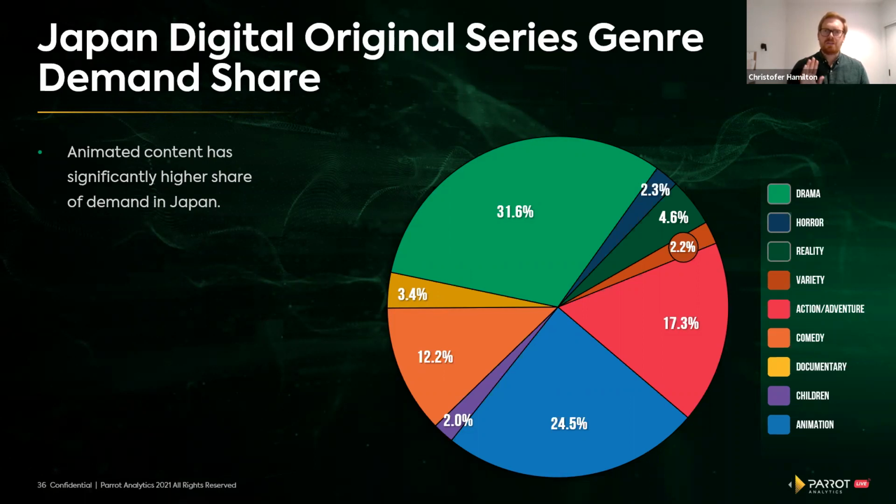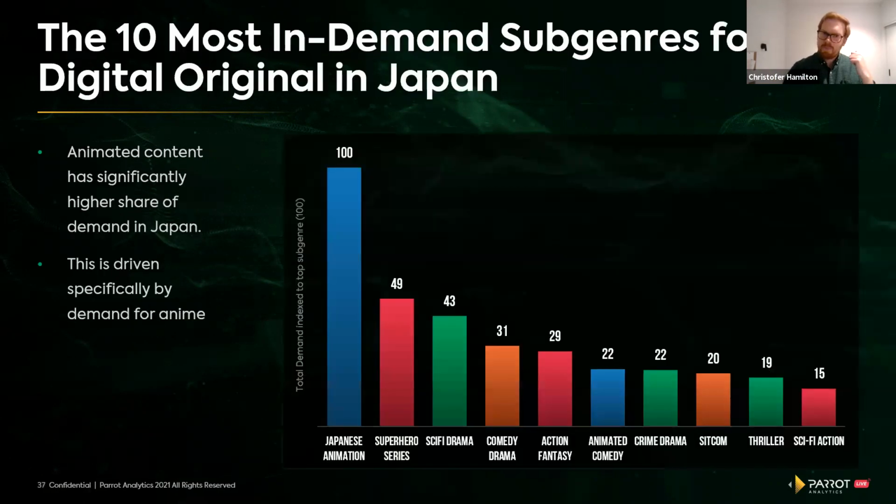And when you compare it to animated content's share of demand globally, that's 6%. So it's much larger than that. And what's driving that? This is probably not necessarily a surprise, but it's really high demand for anime. We see that it is the top ranked subgenre this quarter, more than twice the demand of the second ranked subgenre, superhero series. So a really huge demand in Japan for anime.